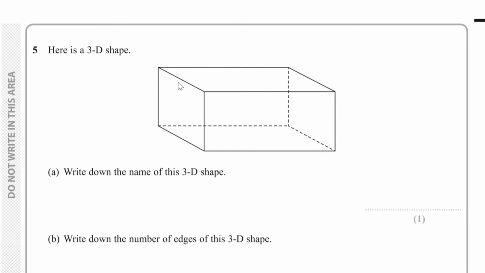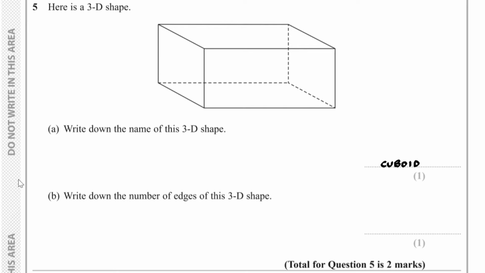Question number 5, here is a 3D shape. For part A, we have to write down the name of this 3D shape. Well, this is a cuboid. For part B, we have to write down the number of edges of this 3D shape.